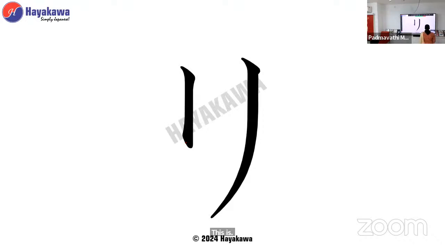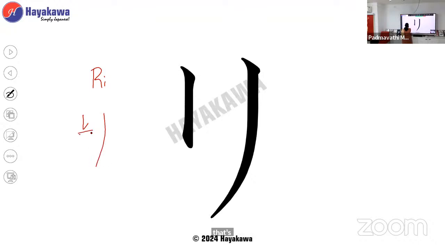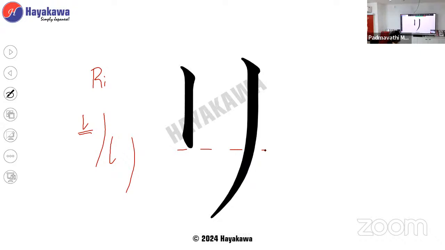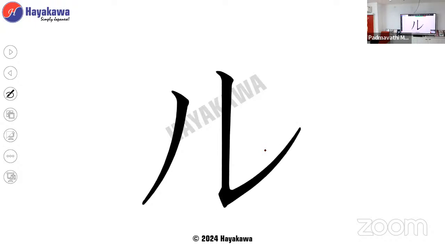Next is Ri. So this Ri is also very similar to Hiragana Ri, right? In Hiragana, this brush up will be there in Ri. But here we don't have it, that is all. Ra and Ri. Next is Ru.